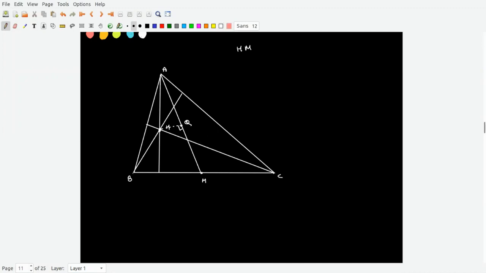Now, this HM point configuration says that BHQC would be cyclic. This is the configuration. So prove that BHQC is cyclic, and this point Q is the HM point.